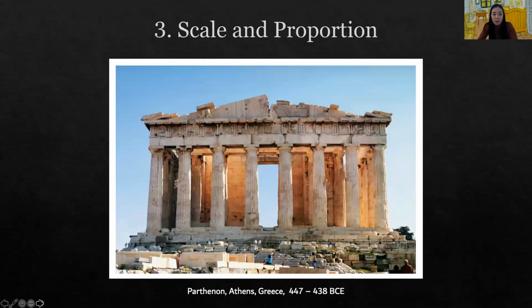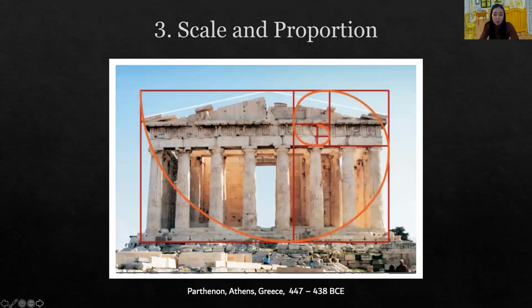So this is the Parthenon in Athens, Greece, constructed between 447 BCE and 438 BCE. It was dedicated to the goddess Athena Parthenos, or Athena the warrior maiden. This is the most typical architecture to use the golden section.